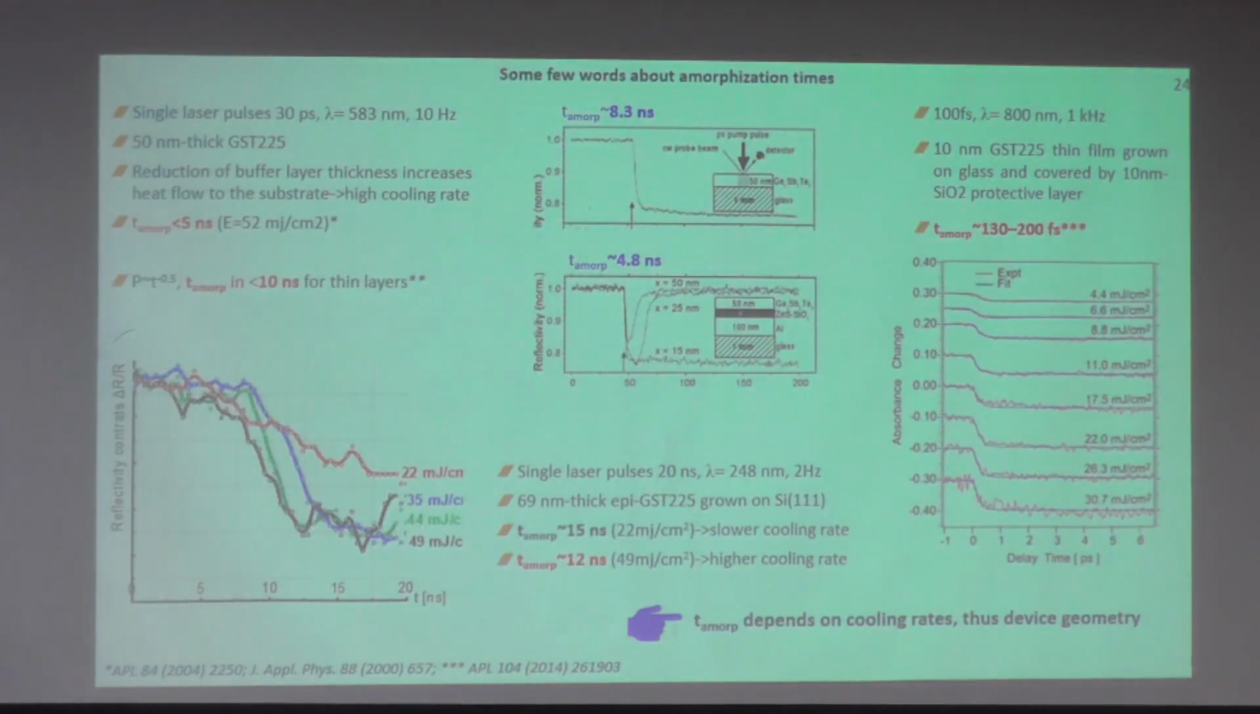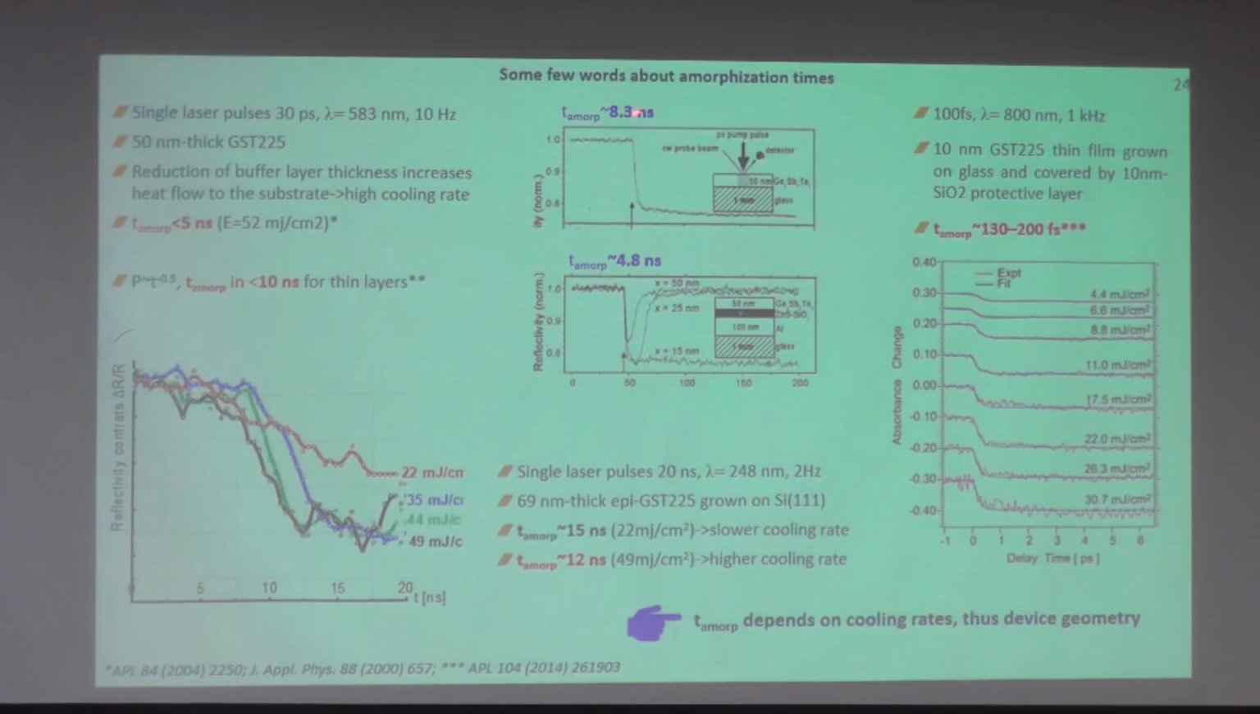Now let us also look at the amorphization time. This is also an important parameter, and it can also be measured in such a laser setup. In our case, if we use our setup, we measure an amorphization time of like 12 to 15 nanoseconds, depending on the cooling rates.